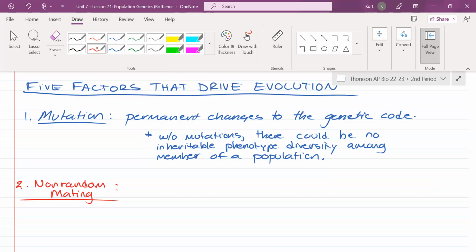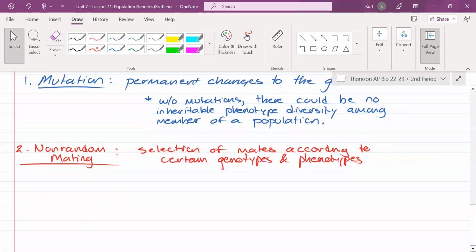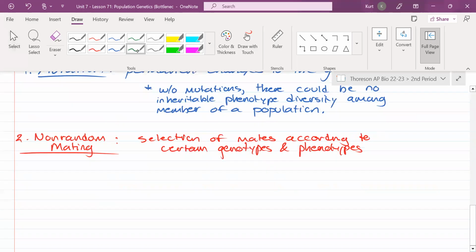So in non-random mating, you are specifically picking a partner for a reason, not just randomly. So this is selection of mates according to certain genotypes and phenotypes. We're all different.